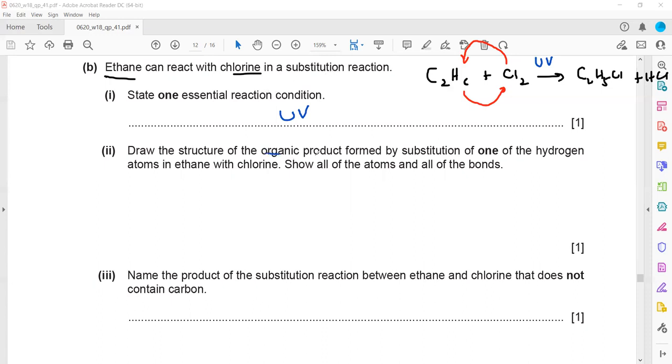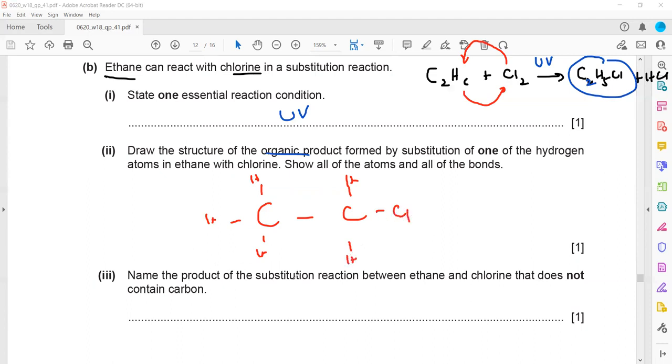Draw the structure of the organic product by substitution of 1 hydrogen in ethane. So we have to draw the structure of this C2H5Cl. So how to draw the structure of C2H5Cl? 2 carbon atoms are there. One will have 3 hydrogen. Another one will have 2 hydrogen and 1 chlorine.